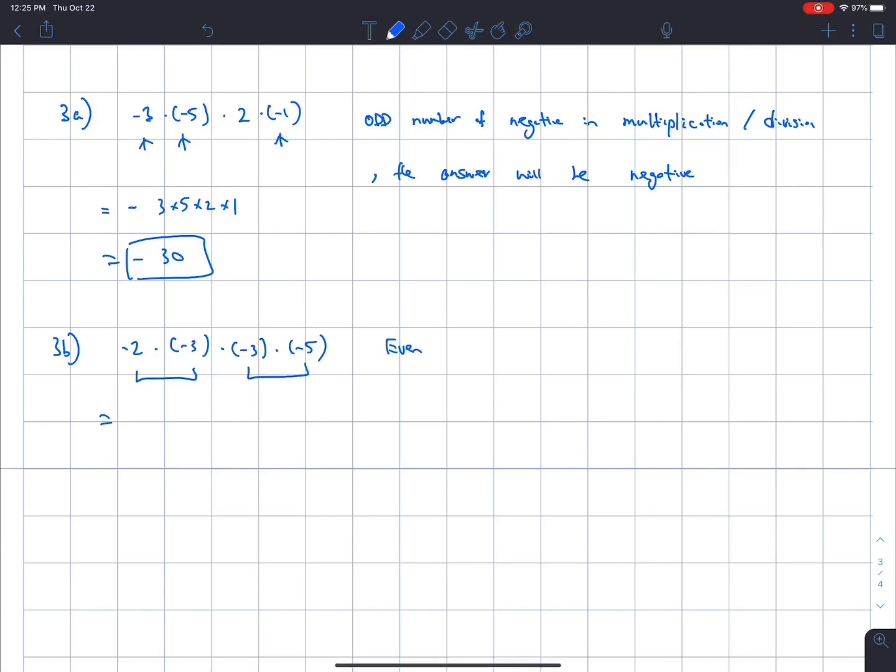So when you have an even number of negative integers and multiply and divide, your answer will be positive.